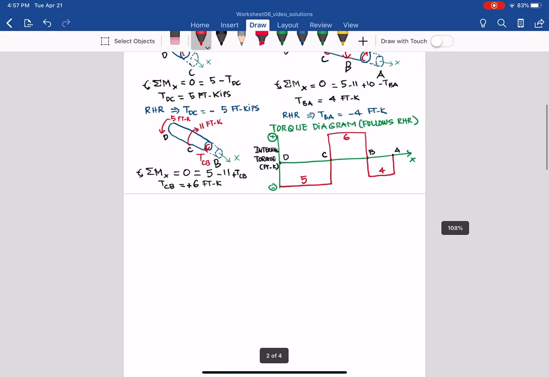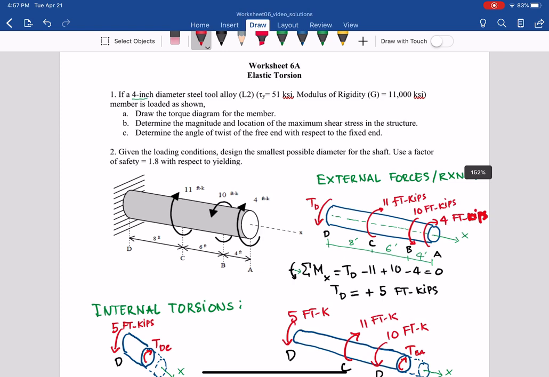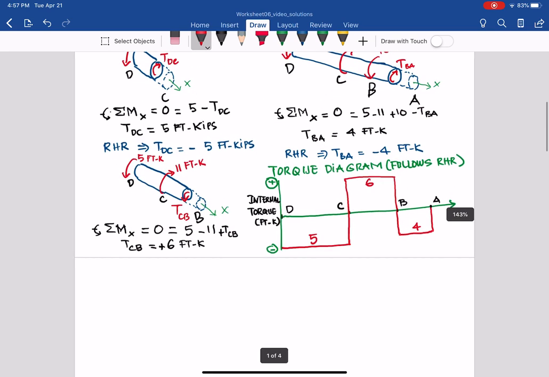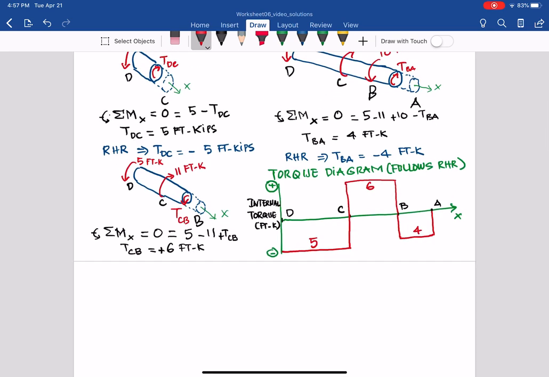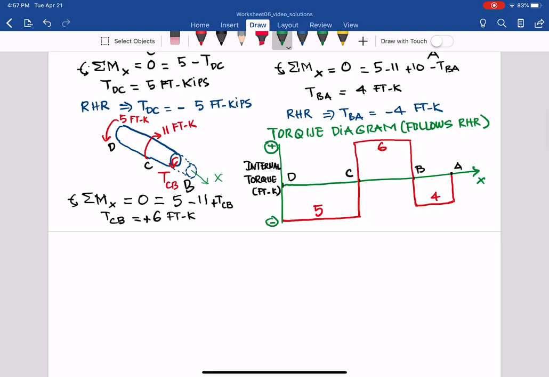So that is the torque diagram, part A, and part B in part 1 of worksheet 6A is: determine the magnitude and location of the maximum shear stress in the structure. So as you can see from the diagram and the equation, we can find out where the maximum shear stress is. So part B here, the first diagram, and then the second, maximum shear stress.